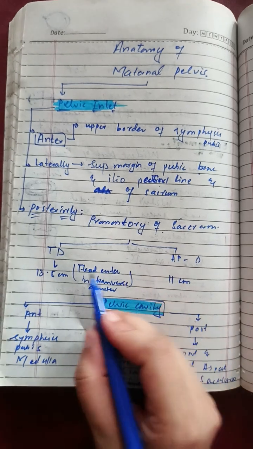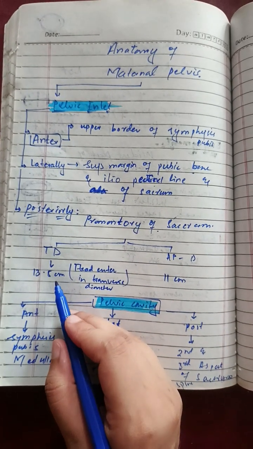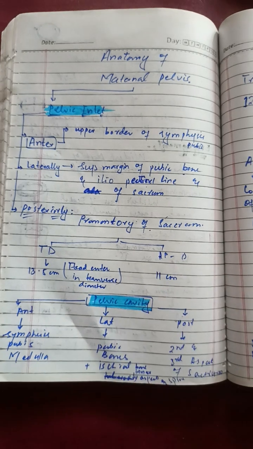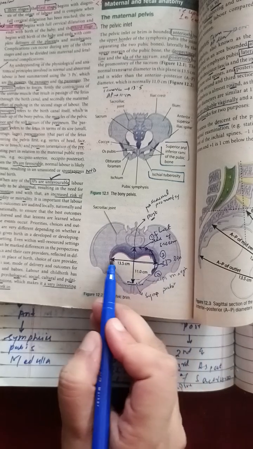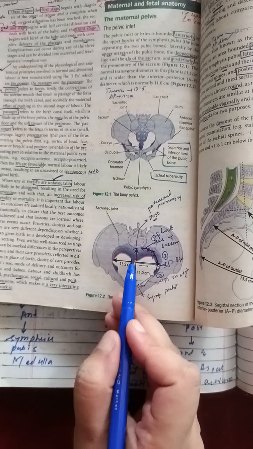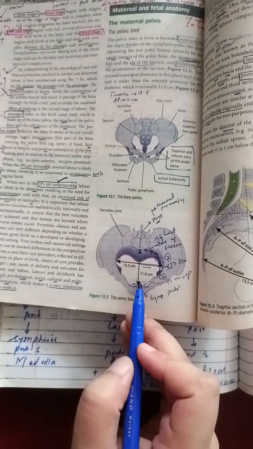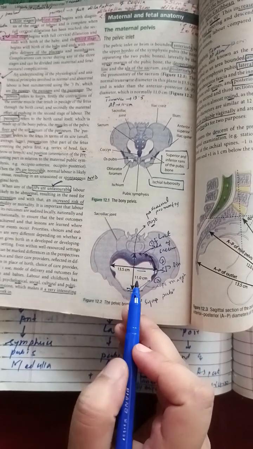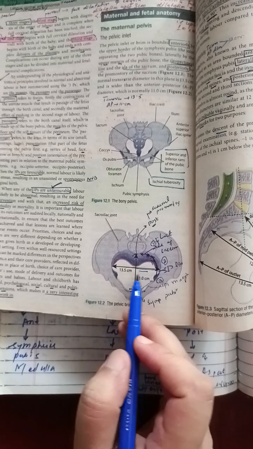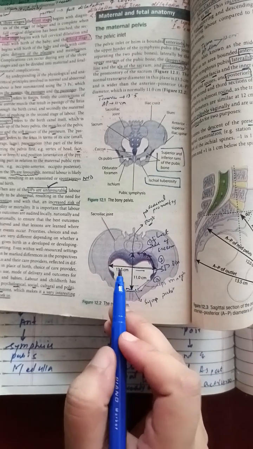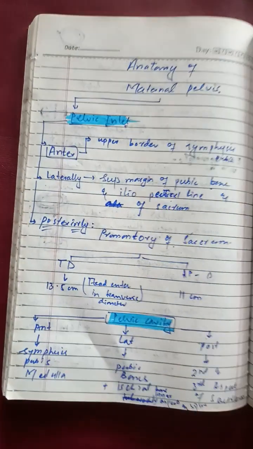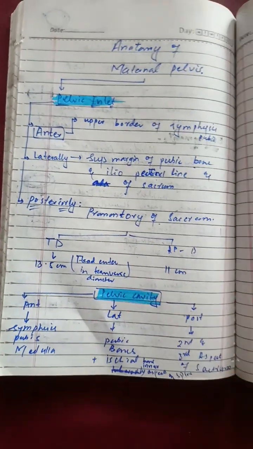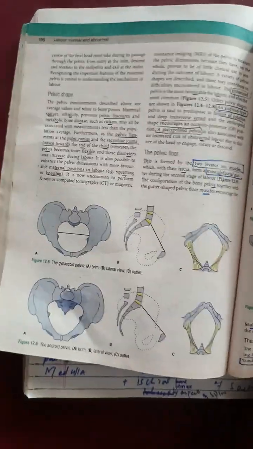Its diameter in this plane: the transverse diameter is 13.5 centimeters and the anteroposterior diameter is 11 centimeters. The transverse diameter of the pelvic inlet is larger, 13.5 centimeters, while the anteroposterior diameter is smaller, 11 centimeters. So during the mechanism of labor, the head will engage in the transverse diameter at the pelvic brim, because the transverse diameter is wider.